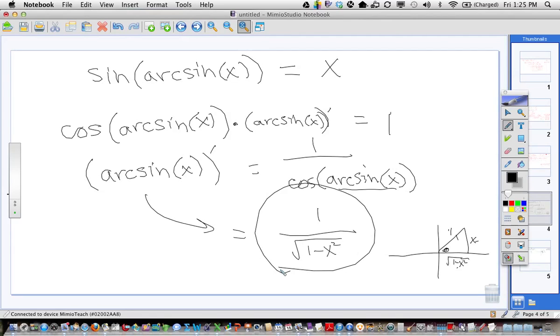So here's the problem. I've got arc tangent of x squared plus e to the x, and I need to do the derivative. We'll do 2 of them. So y prime would be what?